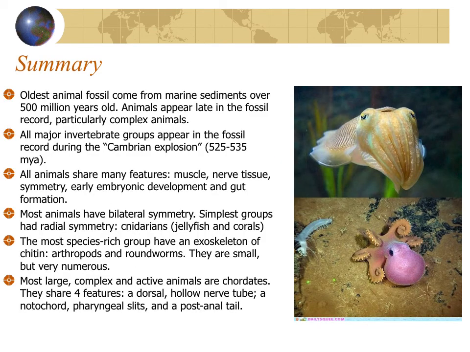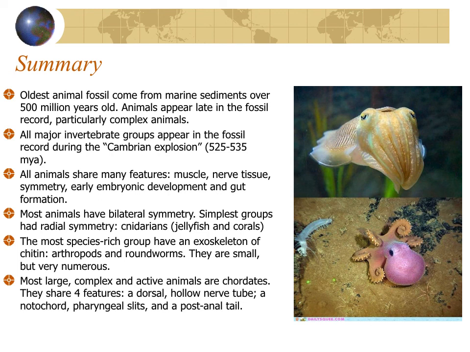Okay, so to summarize, the oldest animal fossils come from marine sediments over 500 million years old. Animals appear late in the fossil record, particularly complex animals. All major invertebrate groups appear in the fossil record during the Cambrian explosion, about 530 million years ago. All animals share many features: muscle, nerve tissue, symmetry, early embryonic development, and gut formation. Most animals have bilateral symmetry at some point in their life cycle.